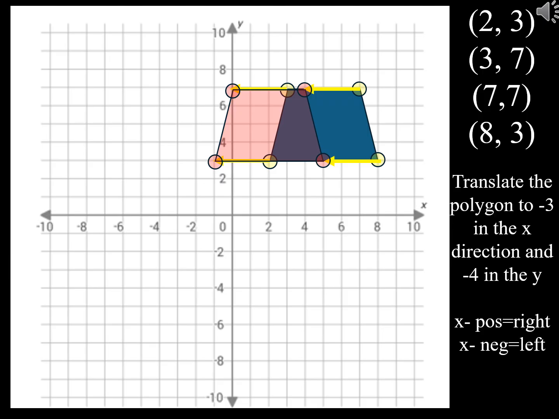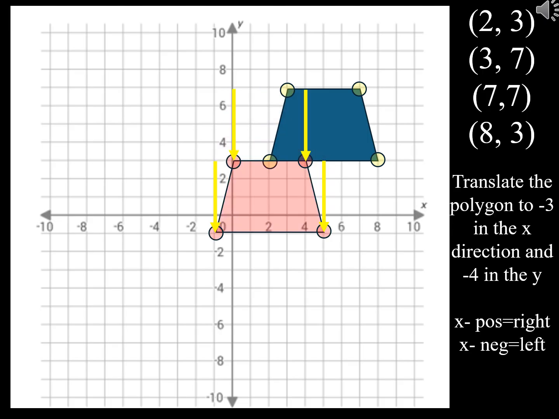Now we need to do our y's. Now we're going to translate our polygon -4 in the y direction, which means because it's negative, we're going to decrease in numbers. So we're going to be going down. So we're going to take each of our points and we're going to count down 4 spots to find our new locations. We have now translated this polygon from its original spot to -3 in the x direction and -4 in the y direction, and that is its new location.